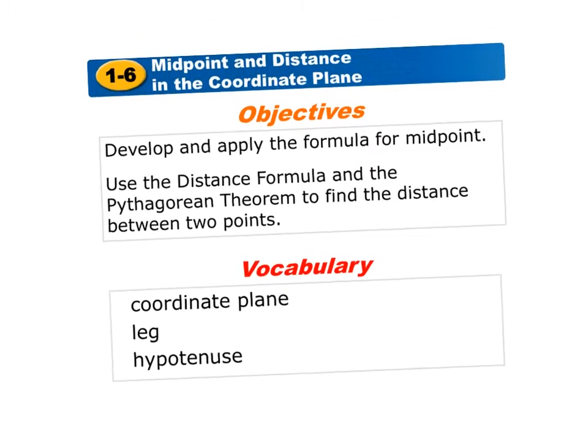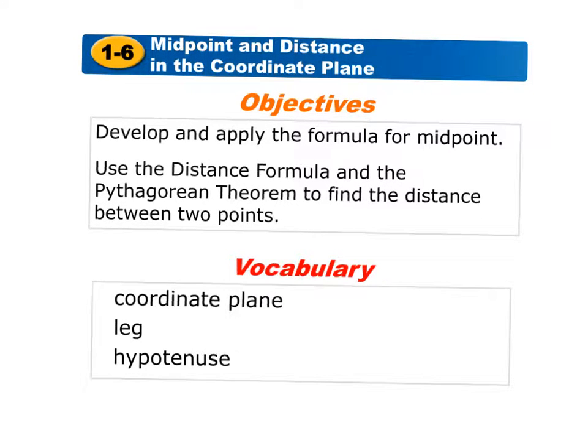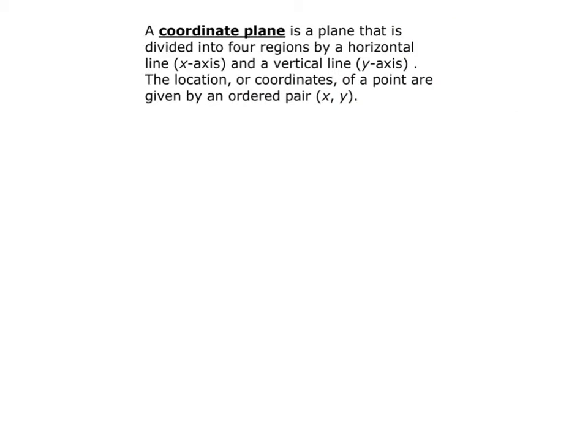Okay, we're going to go over 1.6. Today we're just going to go over the midpoint, so half of 1.6. The objectives are to develop and apply the formula for midpoint, and the vocab is coordinate plane, leg, and hypotenuse. Today we're just going to go over coordinate plane. Tomorrow we'll go over that.